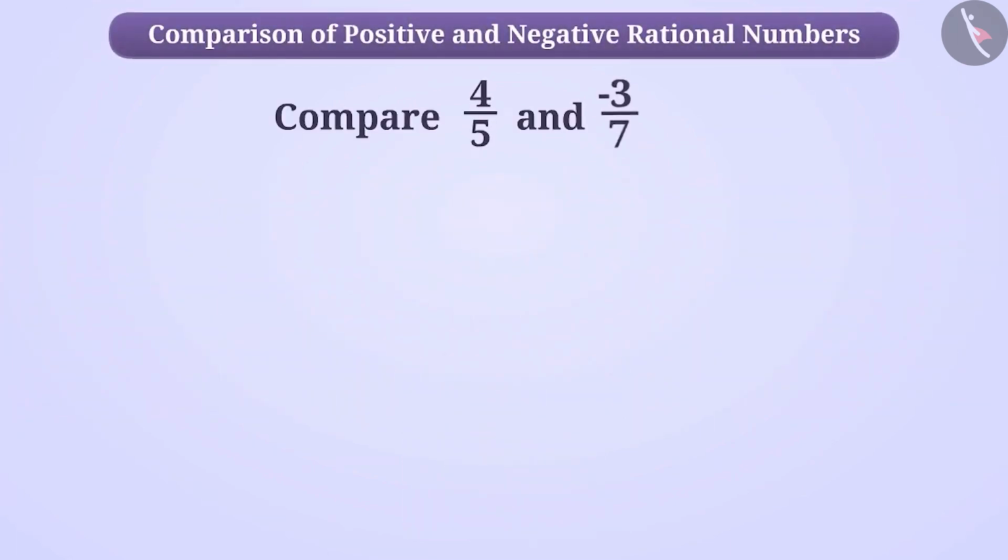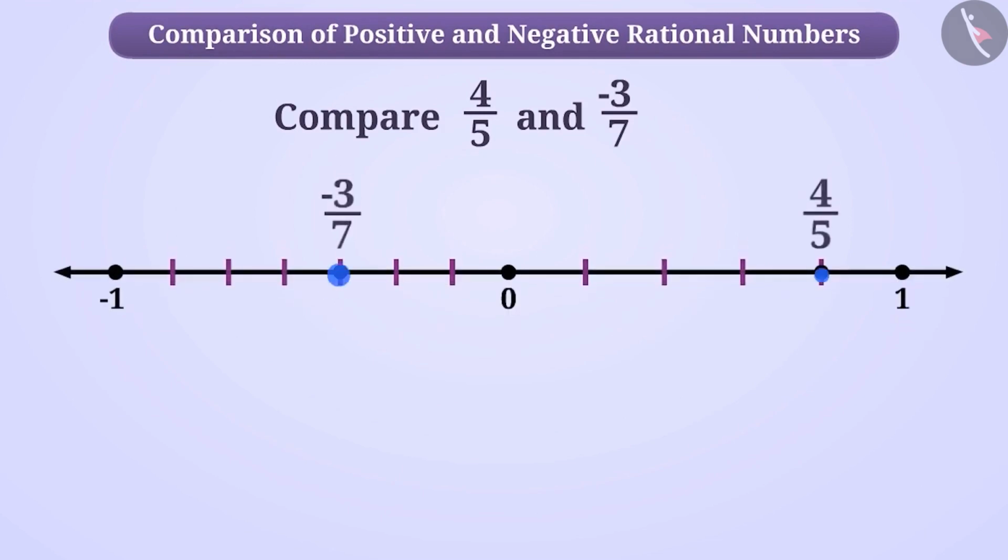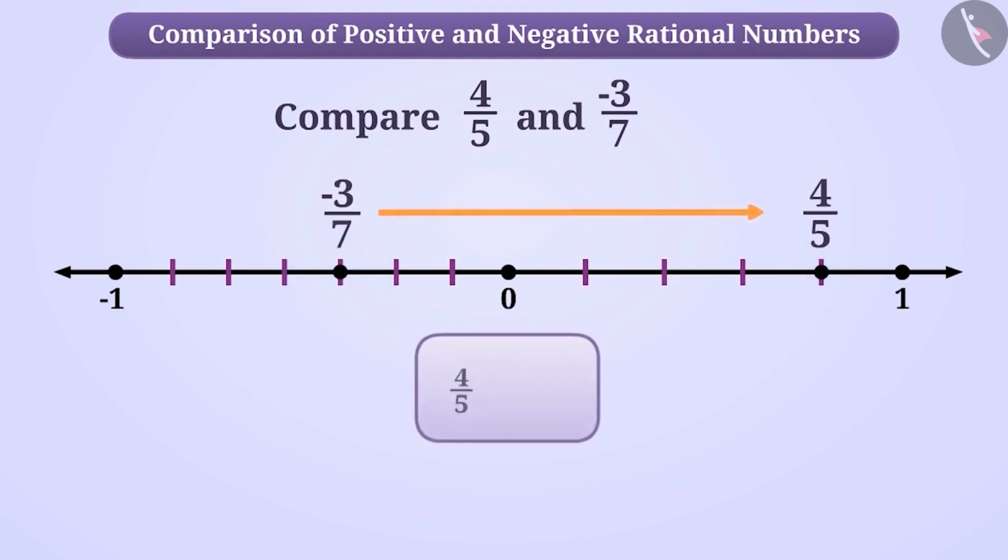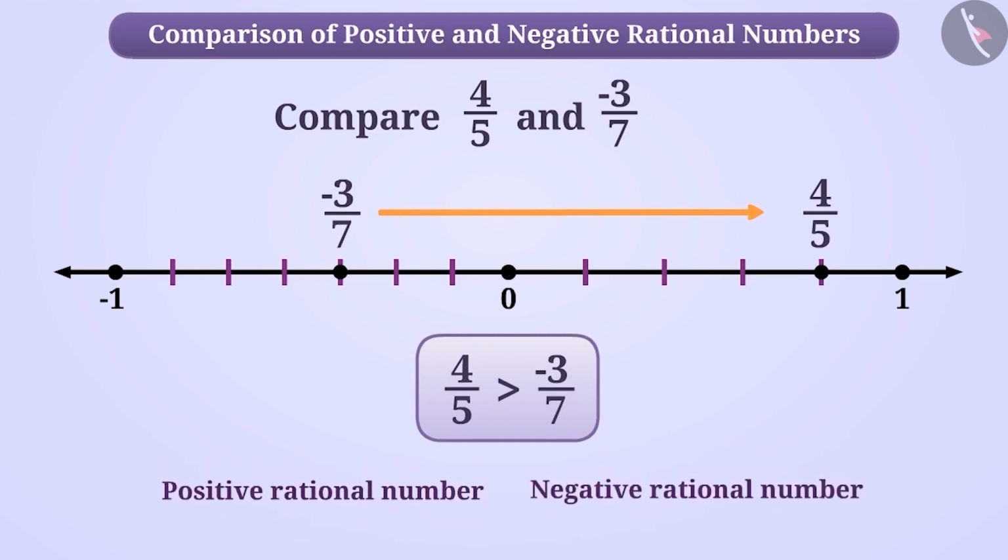Now let's compare a positive and a negative rational number. In the previous video, we saw that the positive rational number 4 by 5 is to the right of the negative rational number -3 by 7. Therefore, 4 by 5 is a greater rational number than -3 by 7. In general, we can say that any positive rational number is always greater than any negative rational number.